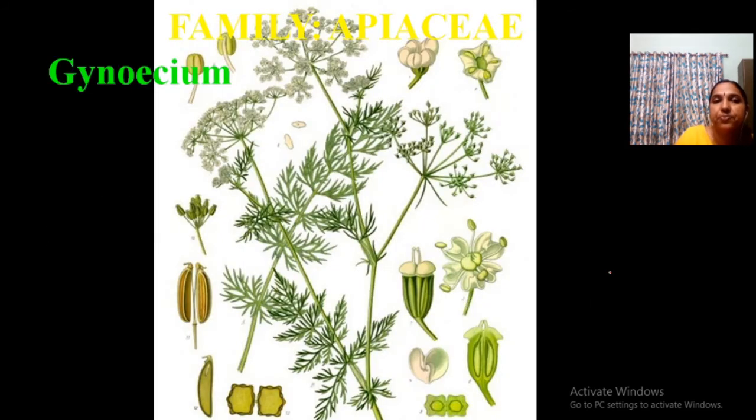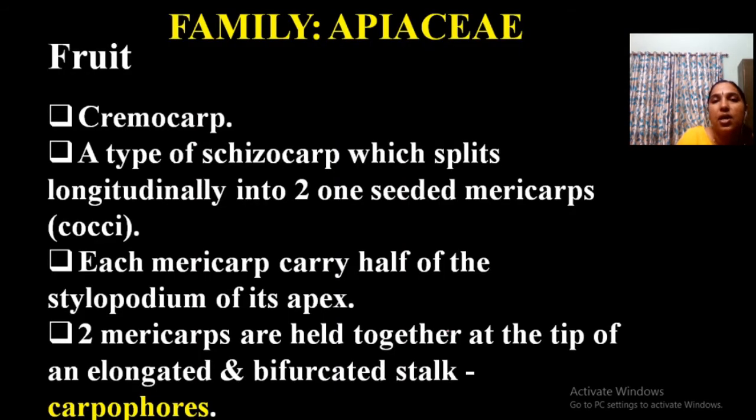Okay, what is stylopodium? See, the gynoecium here, examples are given here. See, the disc and styles together form the stylopodium. Then the fruit is also important. The fruit is called a cremocarp. You studied that. It is a schizocarpic fruit, which means it is neither indehiscent nor dehiscent, but in between. It splits longitudinally into one-seeded mericarps.